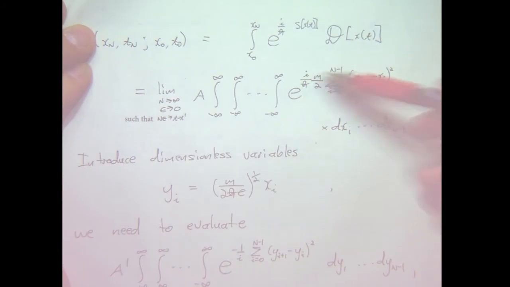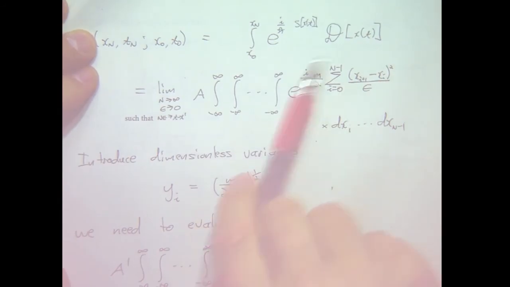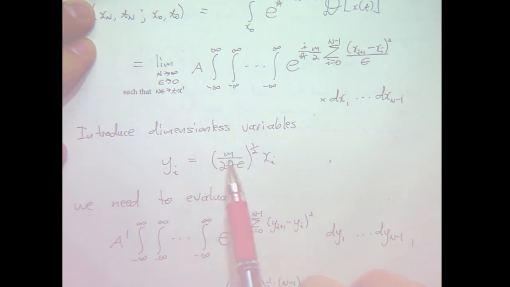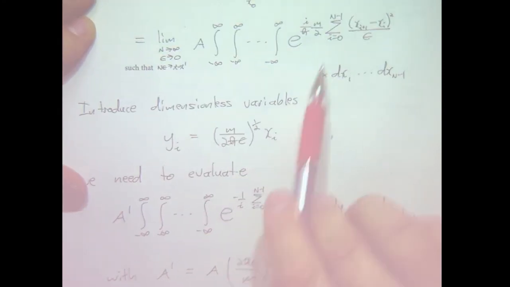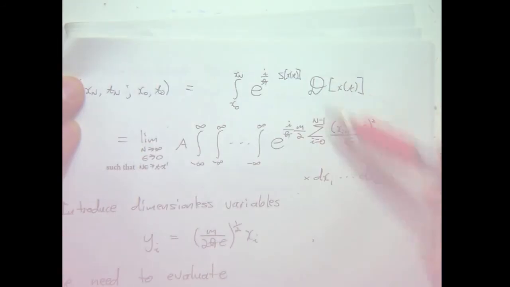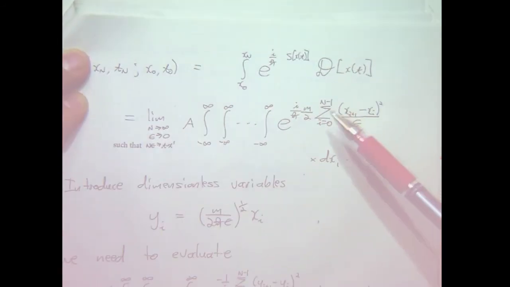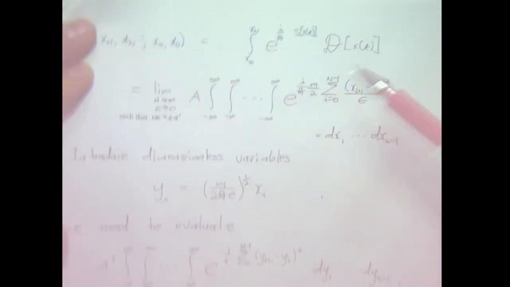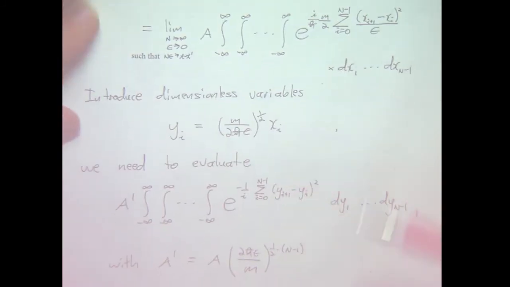So, first thing is rewrite each of these integrals in terms of dimensionless variables. So the dimensionless variable is going to be yi, and you define it to be that. And that just comes straight out of there. It's obvious that, if you look at this, that's going to be dimensionless.